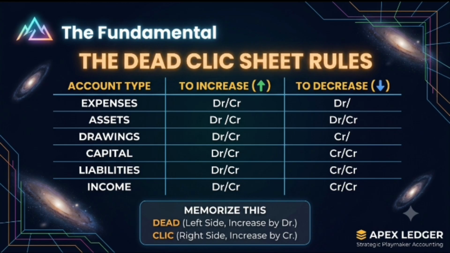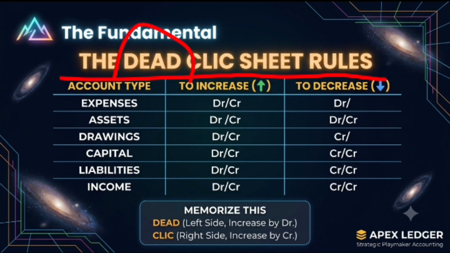To master every single double entry, you only need this cheat code: DEAD CLIC rules. Let's break down the first word, which is DEAD. This means debit increases expenses, assets, and drawings. So whenever your business buys machinery, pays rent, or you withdraw personal cash, you simply debit that account to increase it. And if it decreases, you do the opposite and credit it.